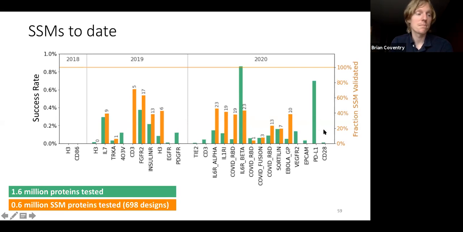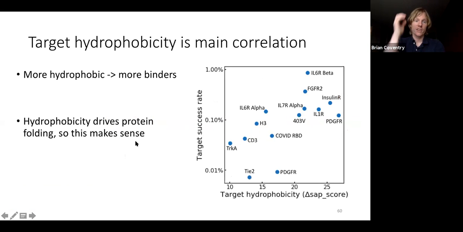Anyways, with the data pooled together, the biggest correlation that came out of here was target hydrophobicity. This x-axis is a tool that I think more people should be aware of. It's called the SAP, or SAP score. I should have had a citation on here. The developability index is the paper that it's from, so if you search that, you'll find it.